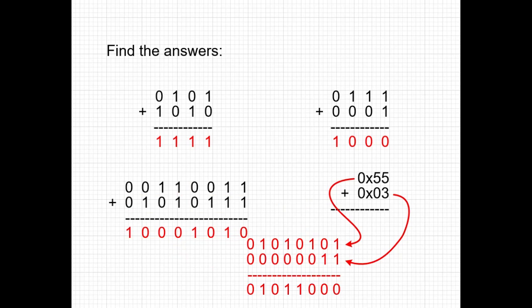For the last problem, we're presented with hex values to start, and we convert these to binary, since it's binary addition that we're exercising. We do the binary addition and then convert that back to hex.